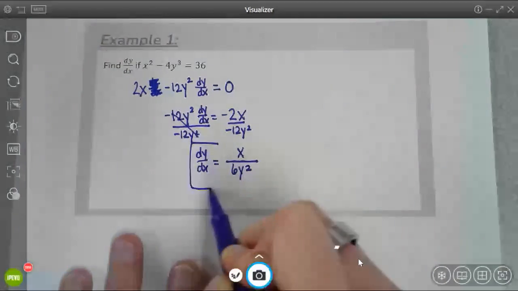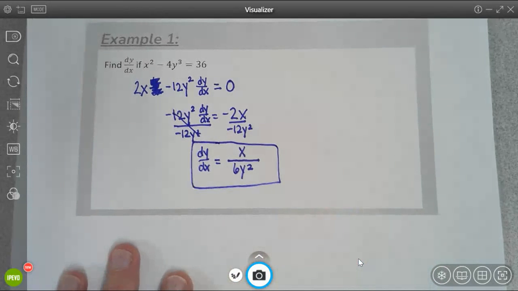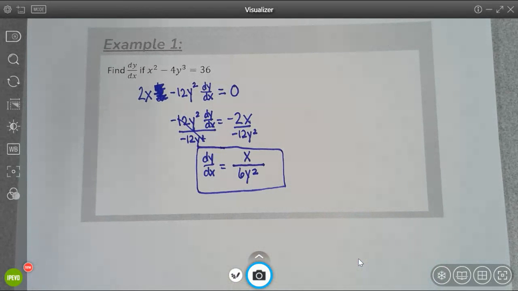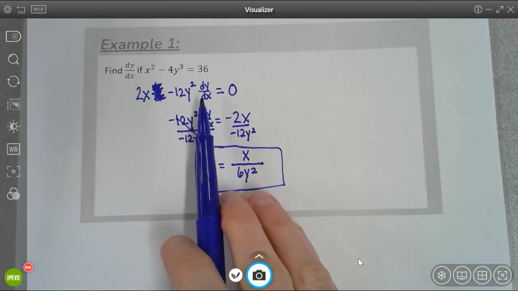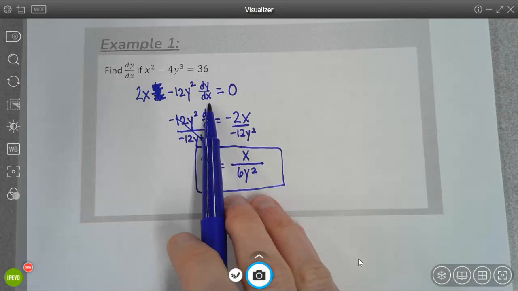And we're going to leave our answer in that implicit form. We're going to leave our answer in terms of both x's and y's. And that's all we do. So the key thing to remember with implicit differentiation is that when you're taking the derivative of a y with respect to x, you're applying the chain rule to that. And so you're taking the derivative of the outer function, and then you have to multiply by the derivative of that y itself.